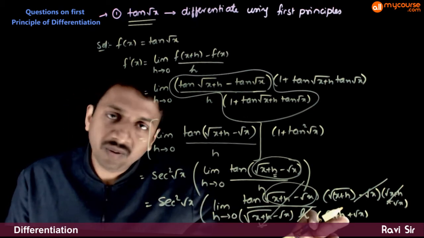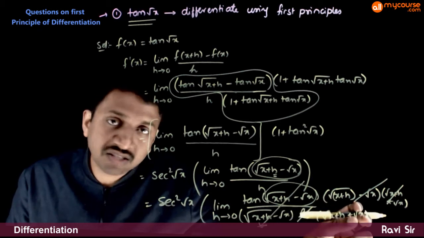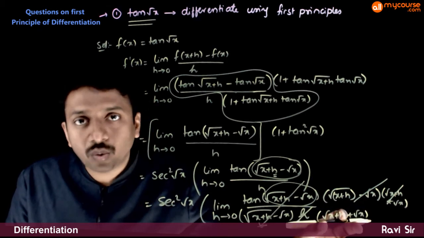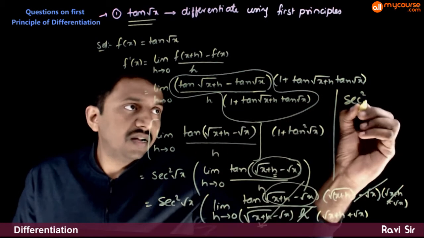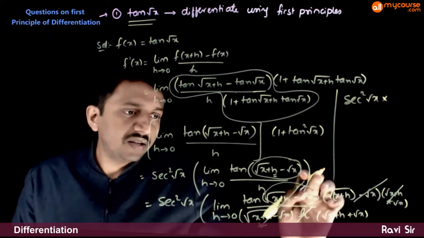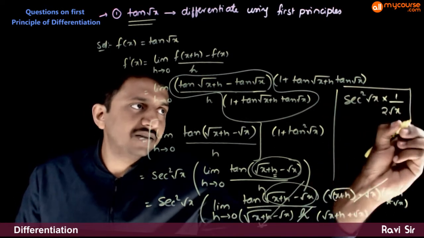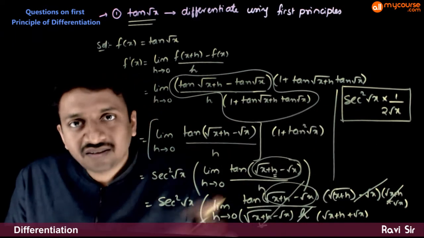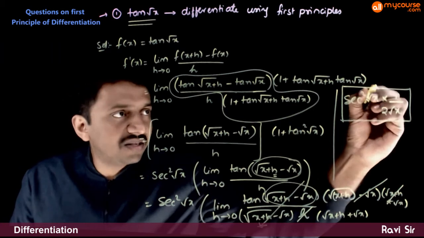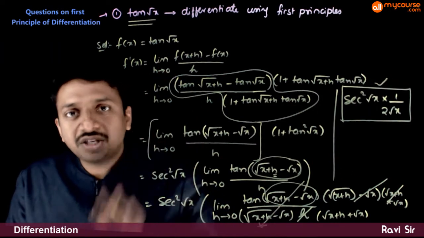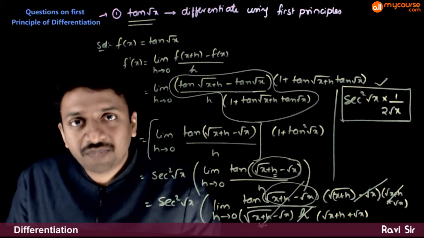So now you can do h is equal to 0 in the remaining expression. This will be root x. This will be root x. So 1 by 2 root x. So the answer is secant square root x into the value of this limit, which is 1 by 2 root x. So this is the differentiation of tan of root x. So this is how you can find the differentiation of this complicated function using the first principles.